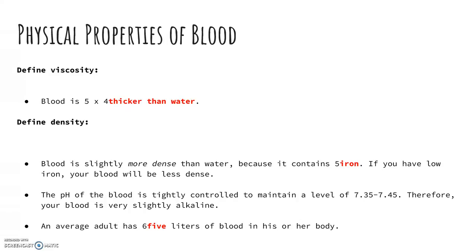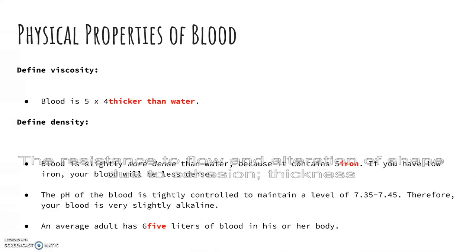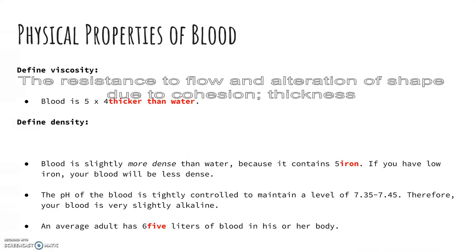So now let's move on to some physical properties of blood. First, we need to do a couple of definitions. One is viscosity, the resistance of flow and alteration of shape due to cohesion. That basically just means thickness, how much thicker something is than water. So blood has a higher viscosity than water. It's 5 times thicker than water.